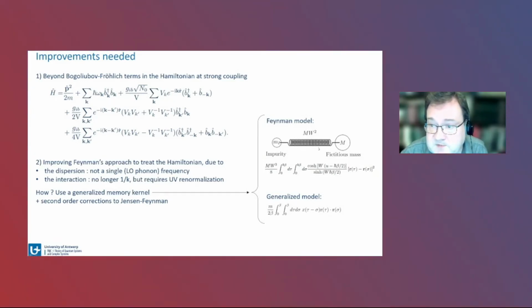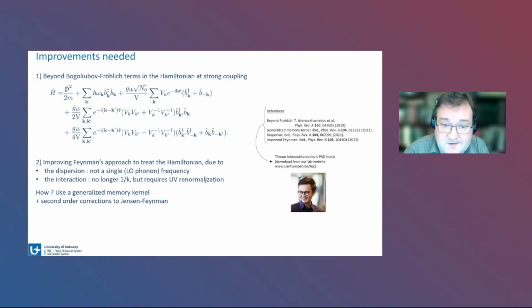So in Feynman's model, you represent the phonons by a mass attached by a spring to the impurity. And this gives you a retardation interaction between the impurities that's dominated by a single frequency. So what we had to do is generalize this to a memory function, memory kernel X. And rather than having M and W, two variational parameters, we now had to do a functional minimization with respect to the memory X. That work was done by another PhD student, Timur Ikhmukhamedov, and also led to a series of papers, which in the end became his PhD thesis.